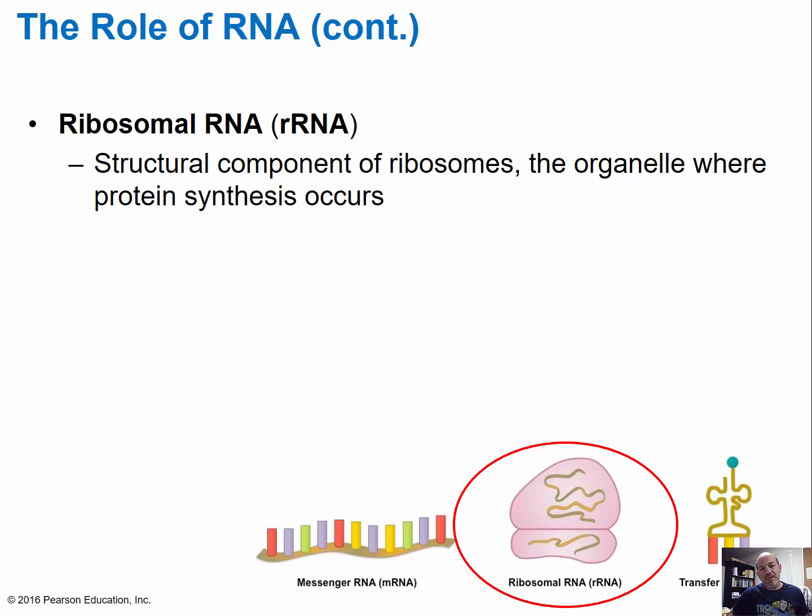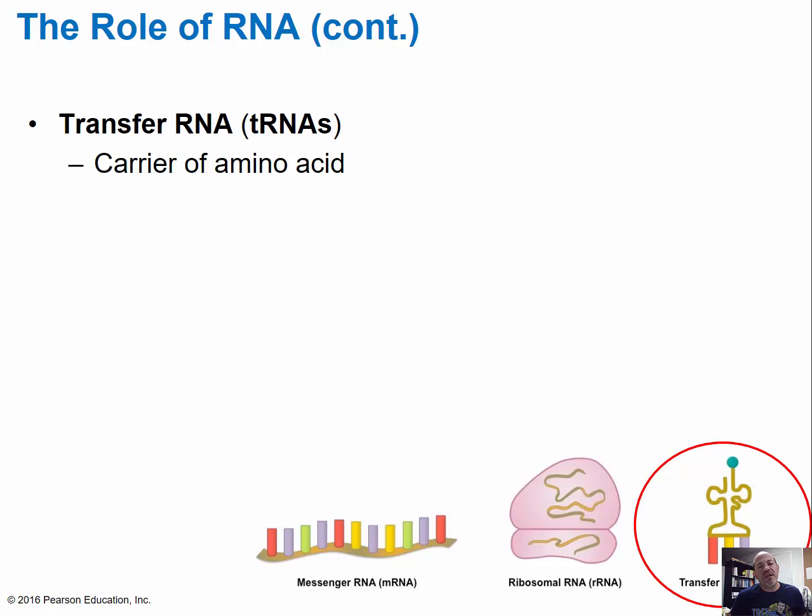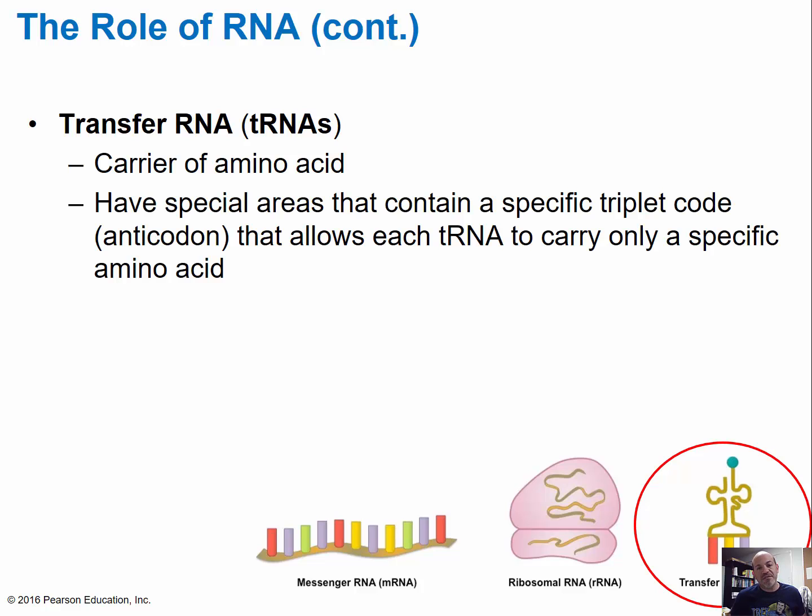Ribosomal RNA or rRNA is the structural component of ribosomes, which is the organelle where proteins are made. So we call ribosomes protein factories. Along with tRNA, the ribosomal RNA helps translate the message from mRNA into a polypeptide. And the transfer RNA carries amino acids into the complex with the ribosome. There are special areas that contain a specific triplet code, and in this case, this triplet code is called the anticodon. And this allows each tRNA to carry only a specific amino acid.